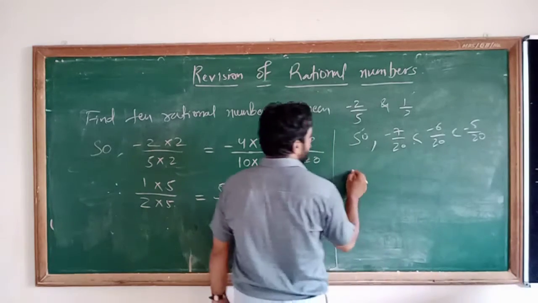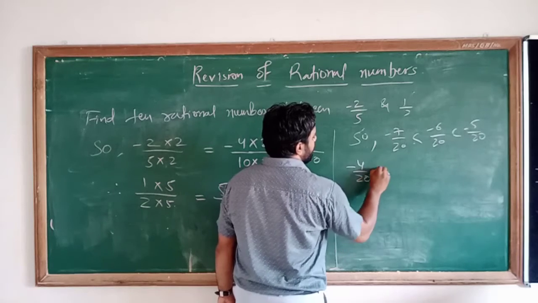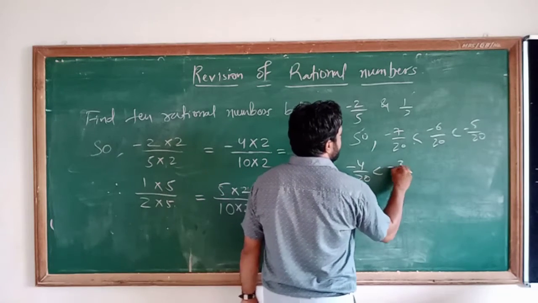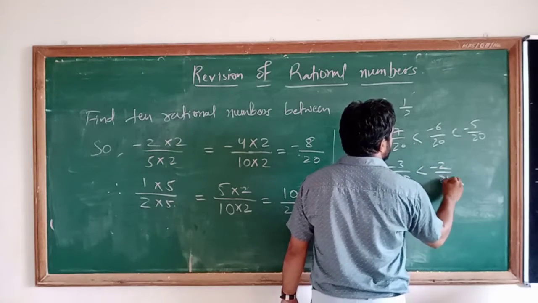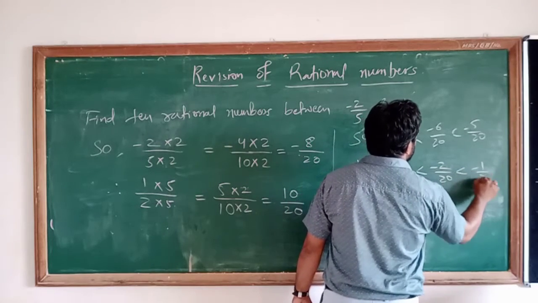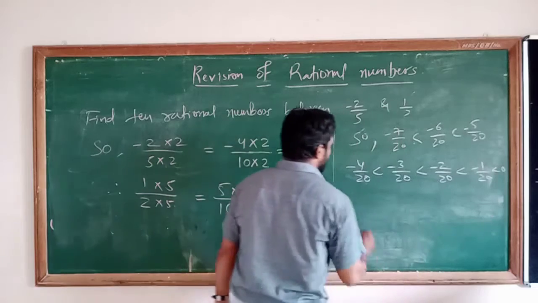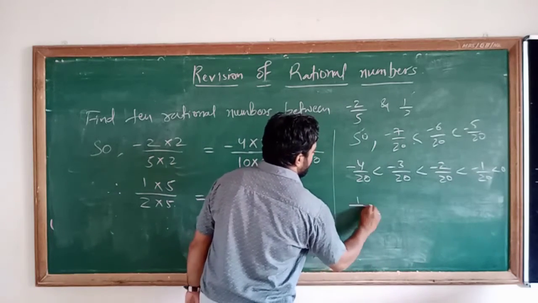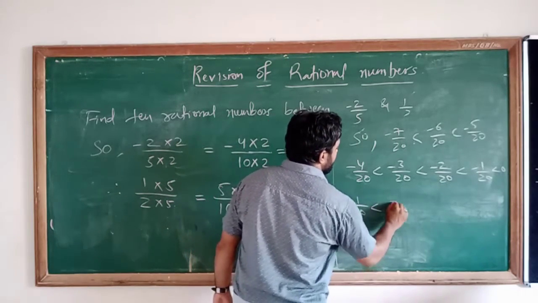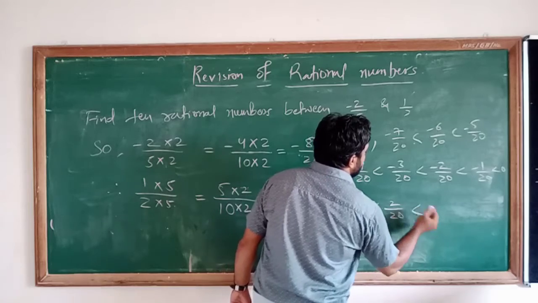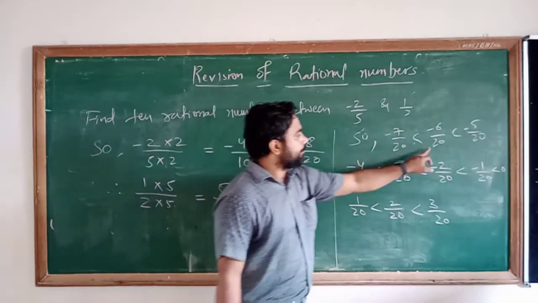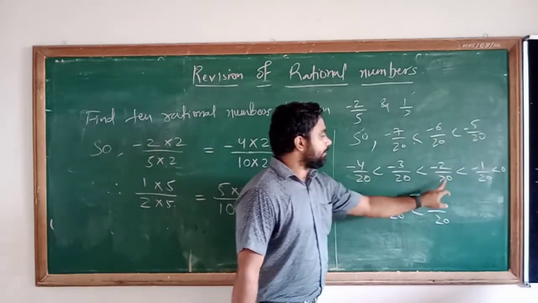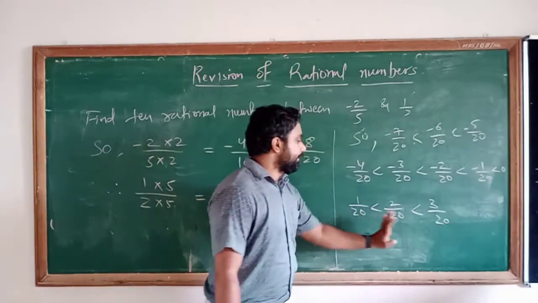Then next one minus 4 upon 20. Then next one minus 3 upon 20. Then next one minus 2 upon 20. Then next one minus 1 upon 20. Then next one 0. Then next one 1 upon 20. Then 2 upon 20. Then 3 upon 20. How many? 1 2 3 4 5 6 7 8 9 10 11.